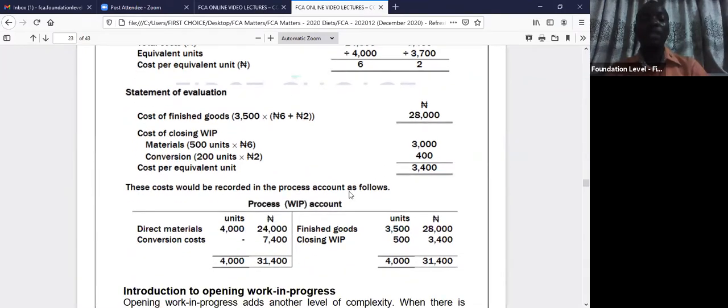So look at the process account again. Your direct material input is 4,000. This is what you spend on them. Conversion, you have no units here. This is what you spend on conversion. So 4,000 units input, 31,400 costs. Your finished goods is 3,500 and you value them at 28,000. Your work in progress is 500 and valued at 3,400. When you do that, your account will balance on both sides, the left-hand side and the right-hand side.